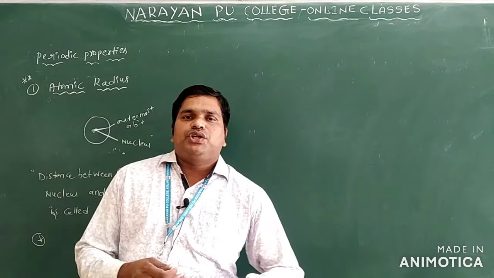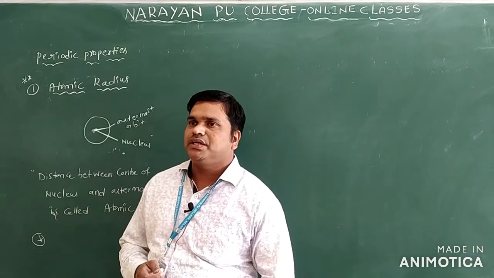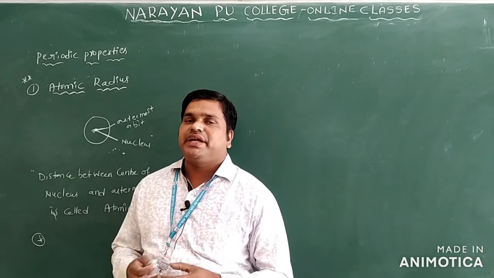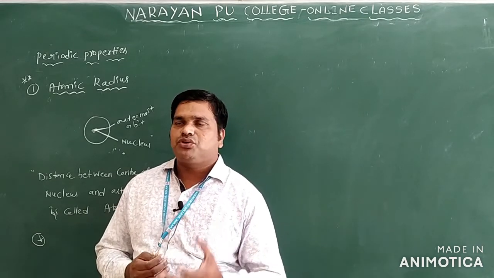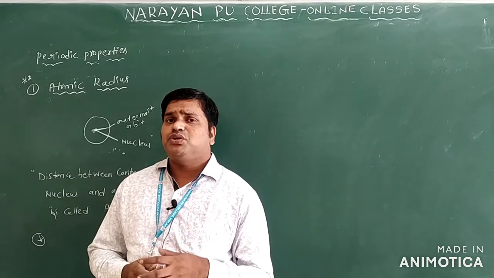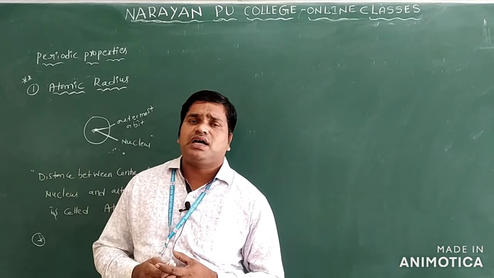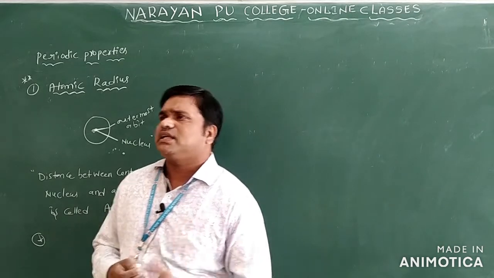because you know electrons revolve around the nucleus in circular orbits or paths. So we cannot exactly identify the atomic radius of an atom. So generally the methods we use are X-ray diffraction methods or spectroscopic methods. By using these we can determine the atomic radius, meaning atomic radius cannot be determined directly.